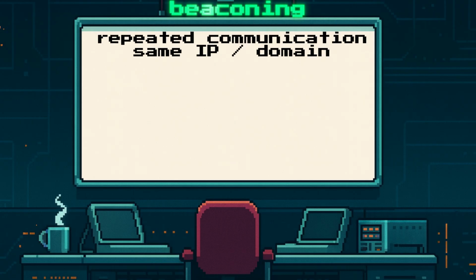So what should you look for? Beaconing usually shows up as repeated communication to the same IP or domain over time. Here's how to spot it.